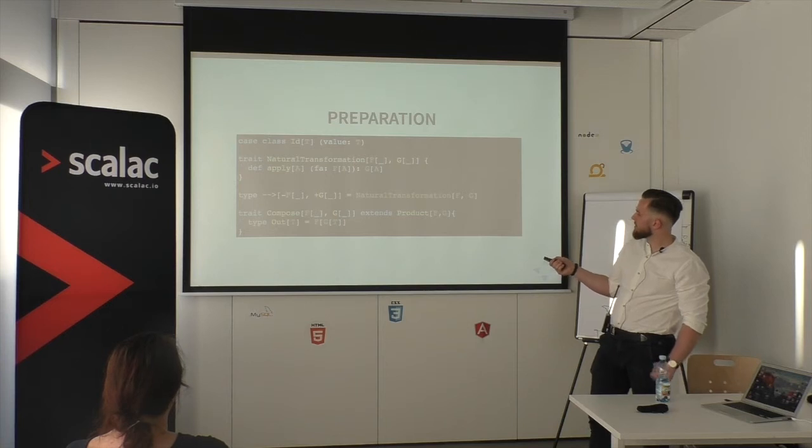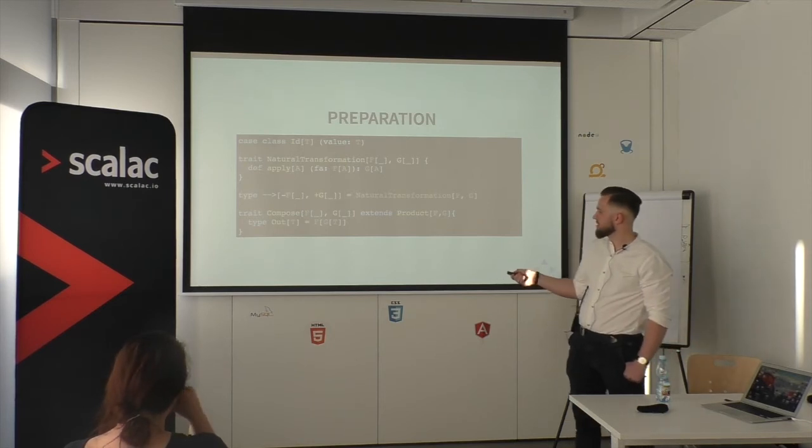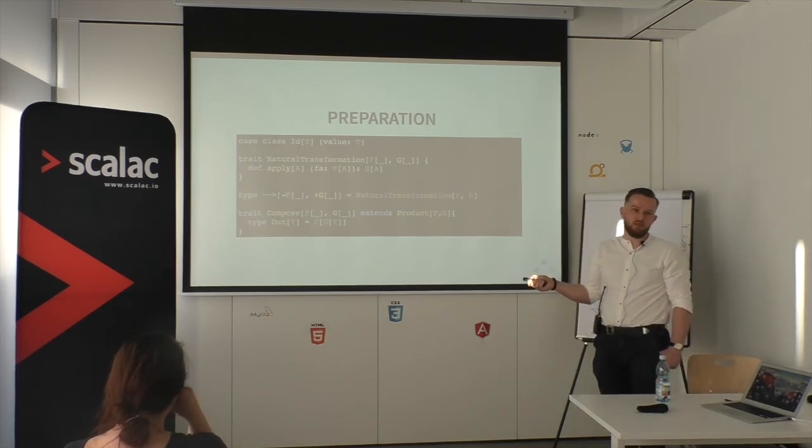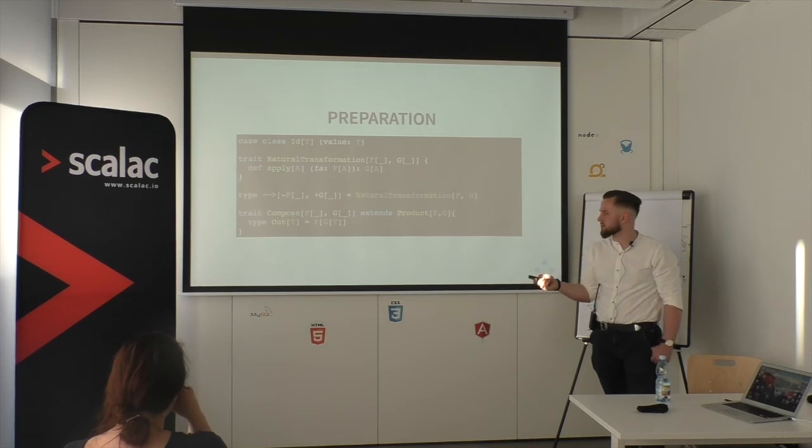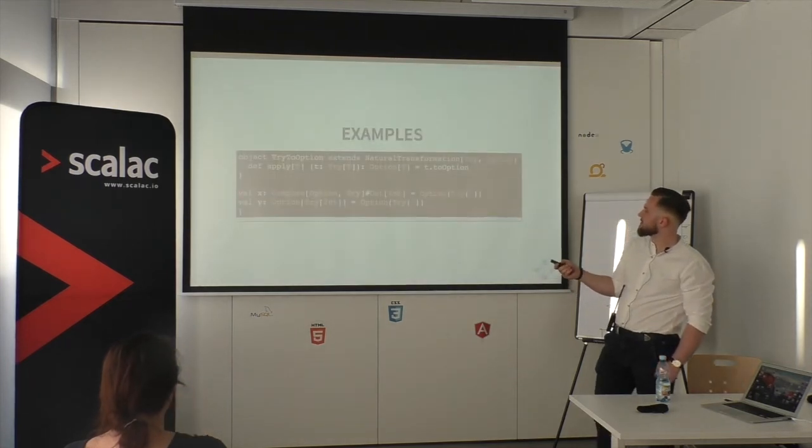And we have this compose, which for any given two type constructors, F and G, wraps one into another and produces some new type constructor. And let's see an example.